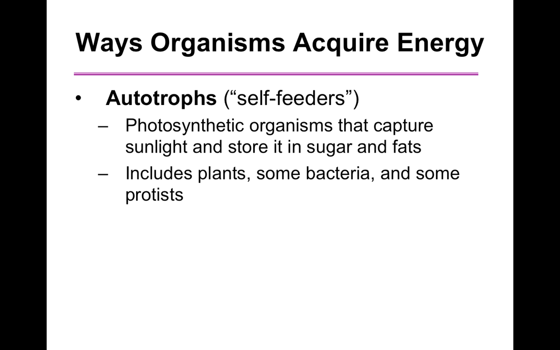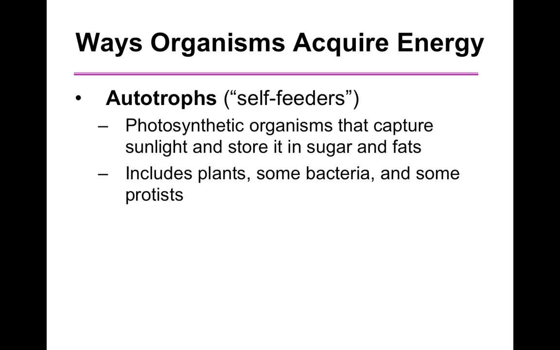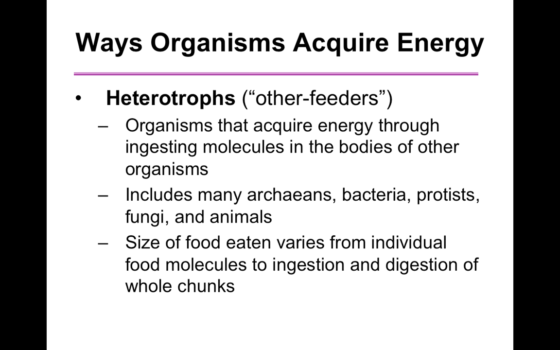Ways organisms acquire energy: autotrophs, self feeders. They produce food themselves. They are photosynthetic organisms that capture sunlight and store it in sugars and fats. They include plants, some bacteria, and some protists. All you guys know what photosynthesis means. Photosynthesis is basically what is happening in the plants. Plants get energy from the sunlight, which is captured through the leaves. And that's what we call photosynthesis.